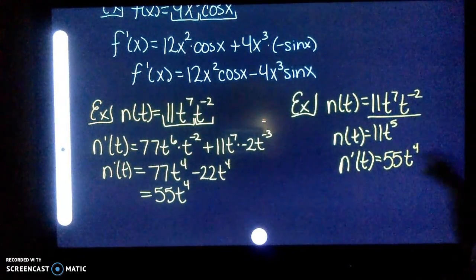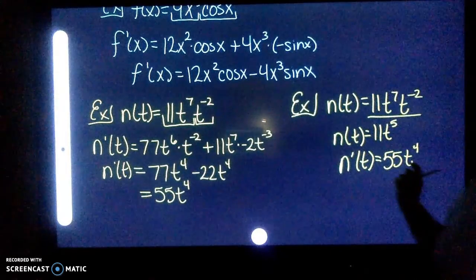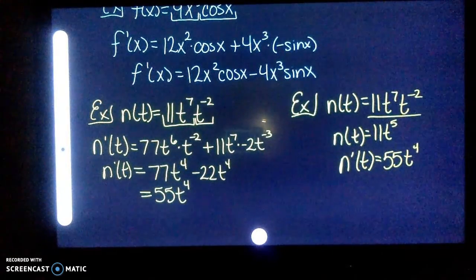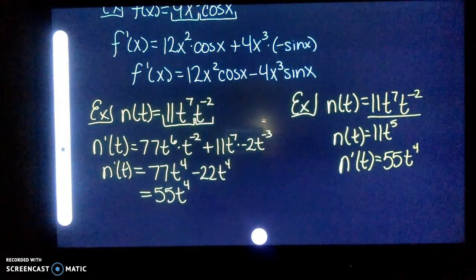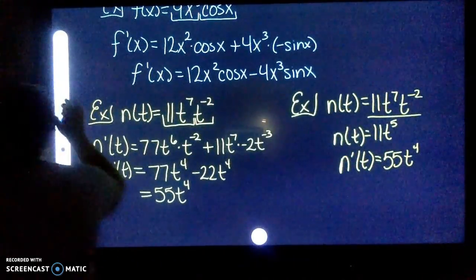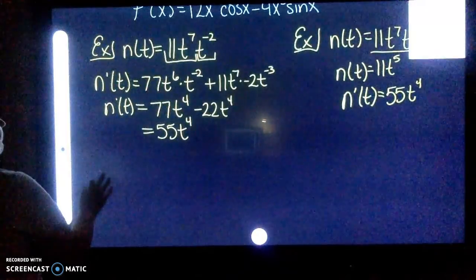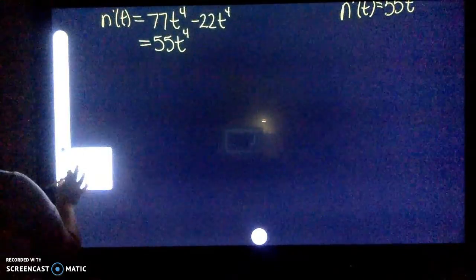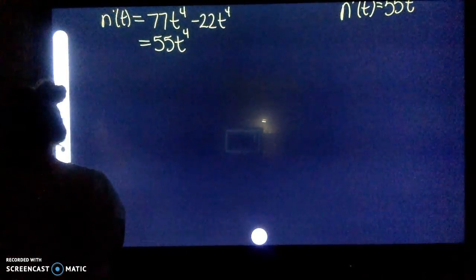This one had a whole lot less work though. So as you're looking at these, make sure you determine what's the easiest route, okay? Because we don't like to do unnecessary work. However, they both did come to the same answer. So if you can't remember how to do it one way, then you can definitely do it the other way.